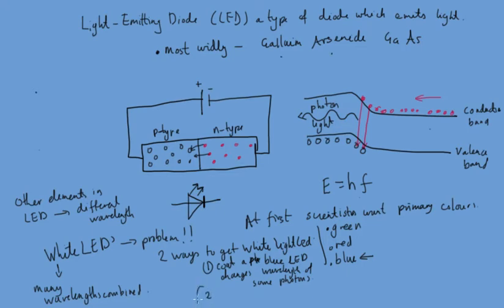And the second one is you combine the three primary colour LEDs together, and when you combine red, green and blue, you get white light. Now I'm running out of room.